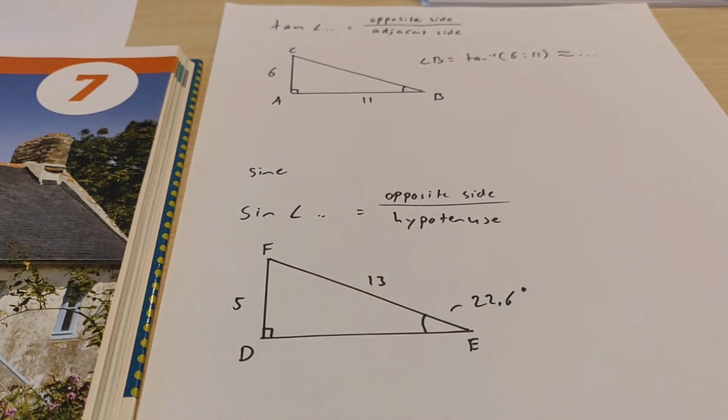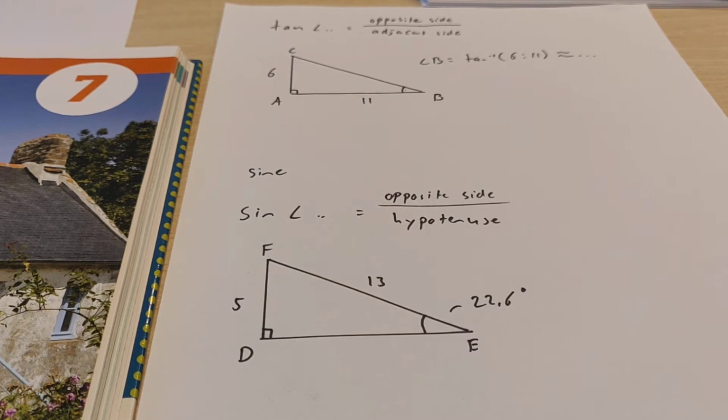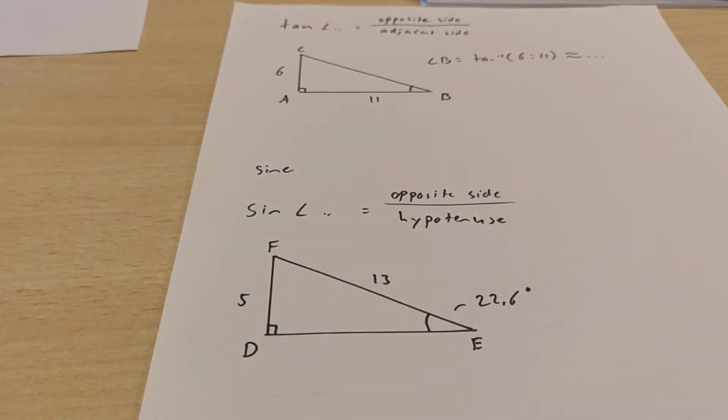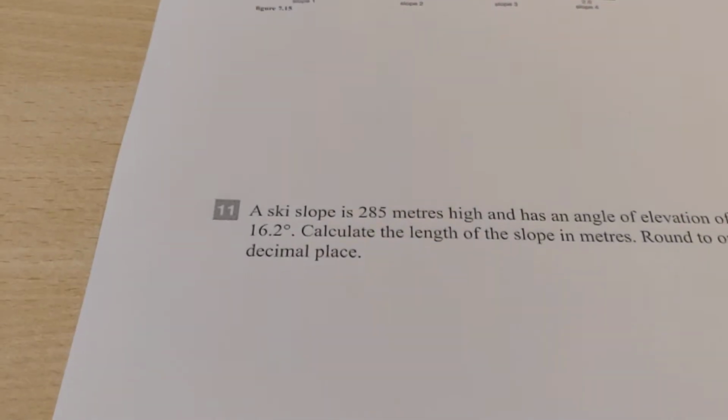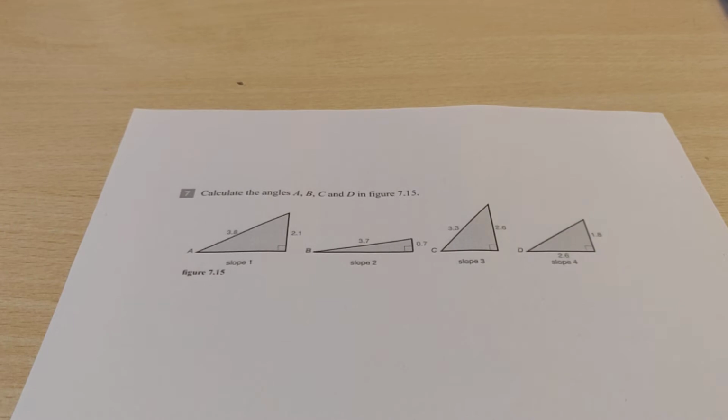So let's do an exercise out of the book. If you want, you can try it yourself first, because there you can see if you understand it. And after that, you can check your answers using this video. But the exercise I'm going to do is exercise 7 and then also exercise 11. It says calculate angles A, B, C, and D in this figure.